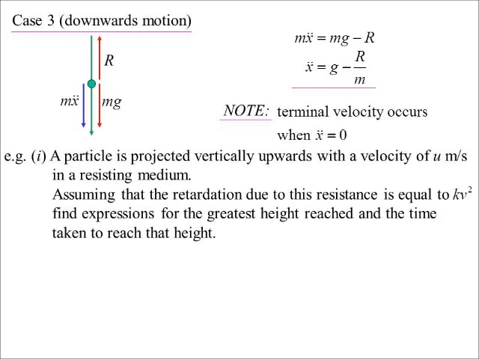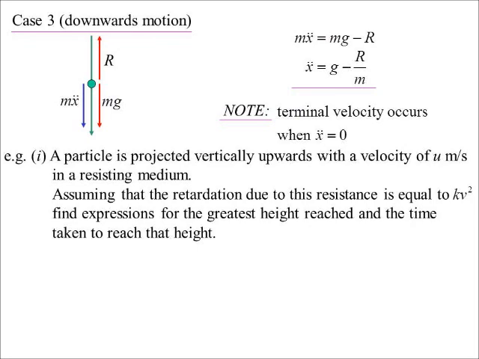So let's look at a question. We're going to do one where we're going vertically up. Initial velocity of u meters per second in a resisting medium, assuming that the retardation due to this resistance is equal to kv squared. And you usually find that resistance is some sort of proportion of velocity or velocity squared. Find the expressions for the greatest height and the time it takes to reach that height.